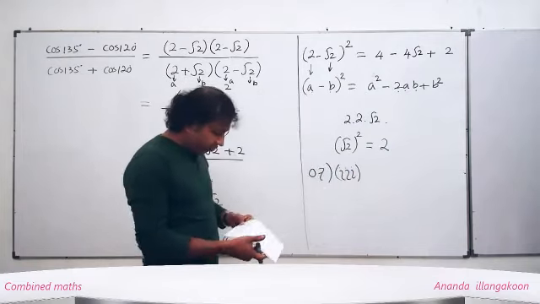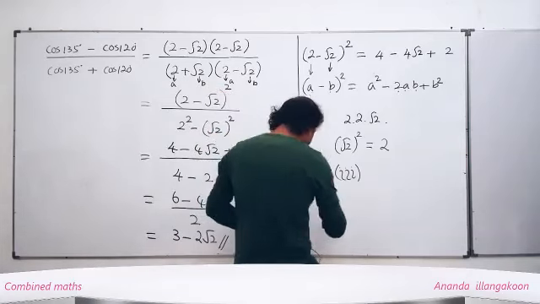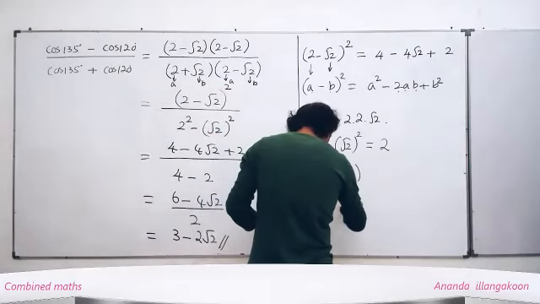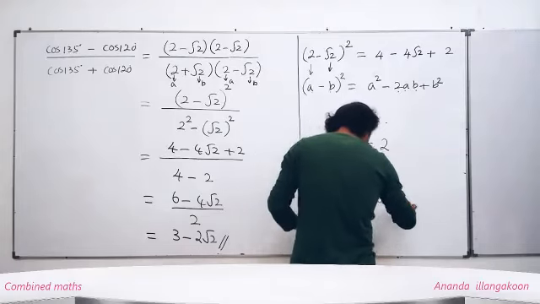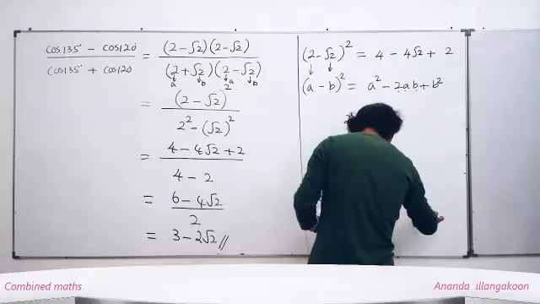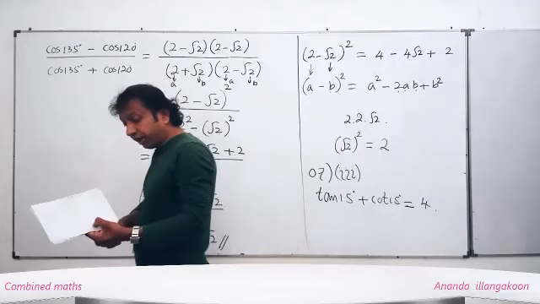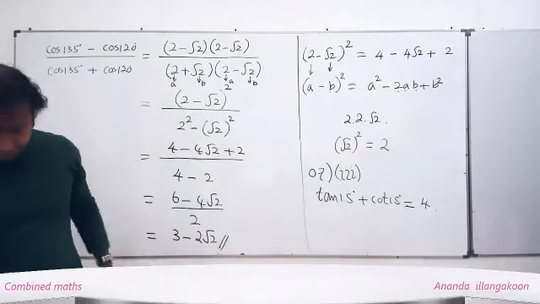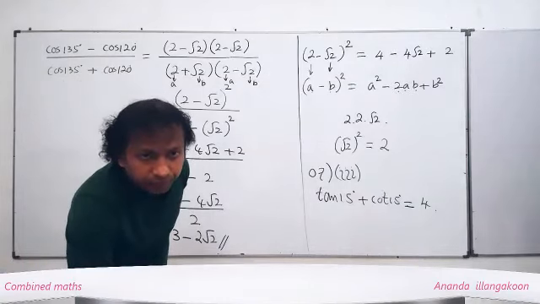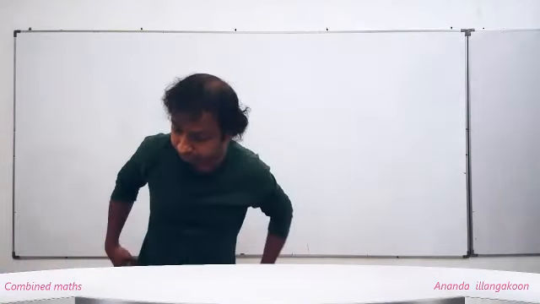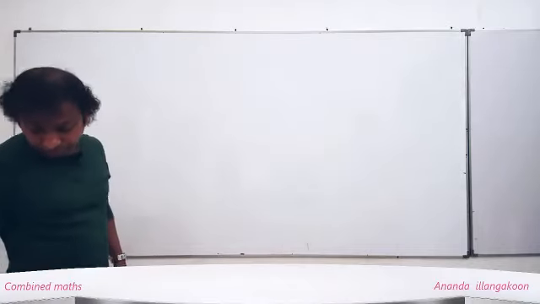Start, people. Tan 15 plus cot 15 equals 4. This is what we have to prove. Start, people. I'll give you 2 minutes. Hurry up. Right, people. Next one.